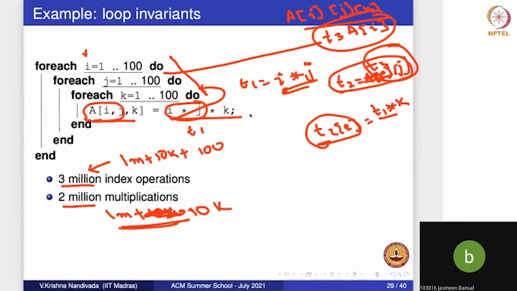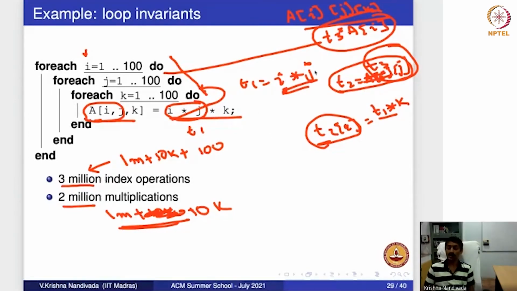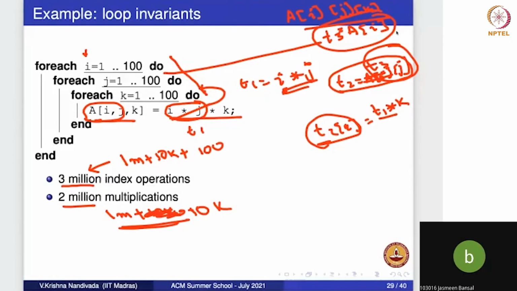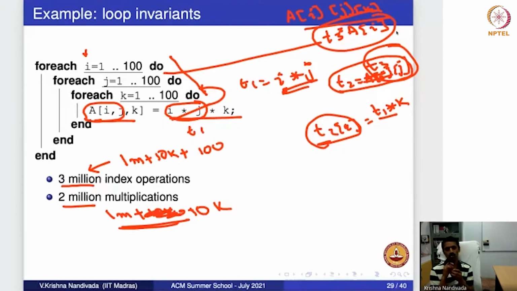I had a question. We did T3 equals A of I. So won't that increase the space, because we fetch the complete A[i]? No, we don't get the full array. When we do T3 equal to A sub I, it is just one load of that address, A sub I. Just the address. Okay. Yes.